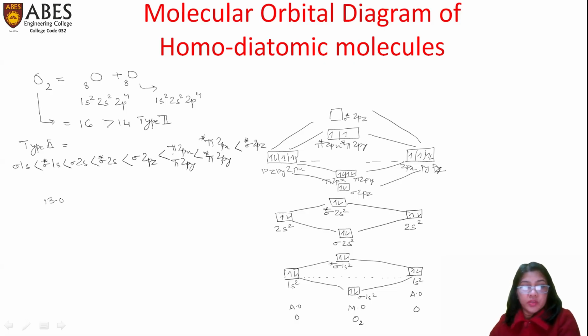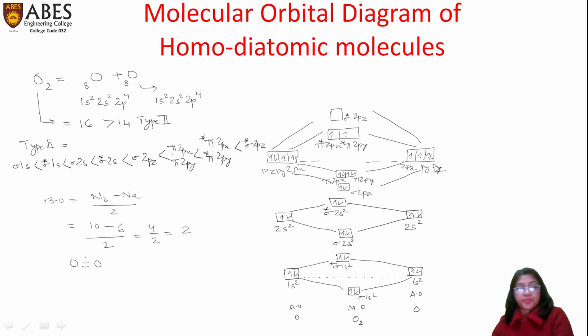Now to calculate the bond order, we have the formula: number of bonding electrons minus number of antibonding electrons, divided by 2. The number of bonding electrons here is 2, 4, 5, 6, 7, 8, 9, 10. So we have 10 bonding electrons, and for antibonding we have 2 here, 2 at sigma star 2s, and for pi star 2px and pi star 2py there are single electrons. So in total we have 6 antibonding electrons, divided by 2. This gives 4 by 2, which is 2. So the oxygen molecule will have a double bond between the 2 atoms.